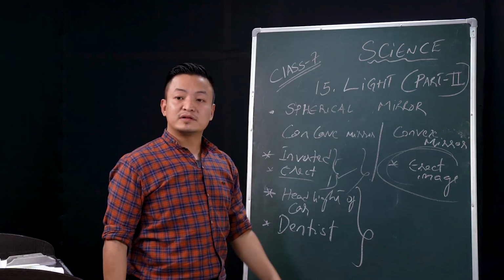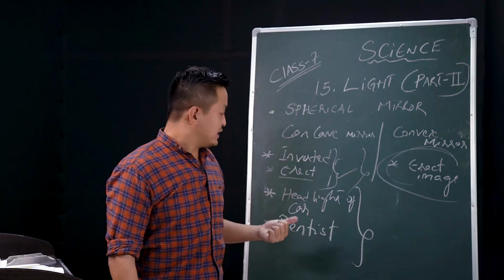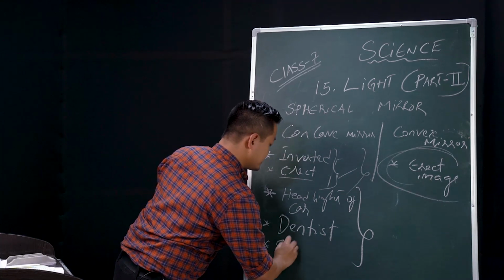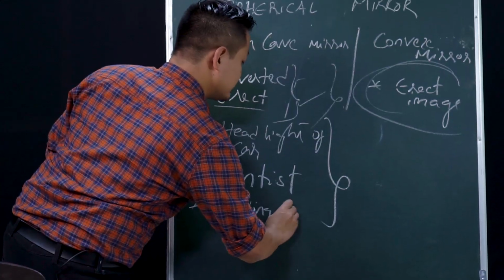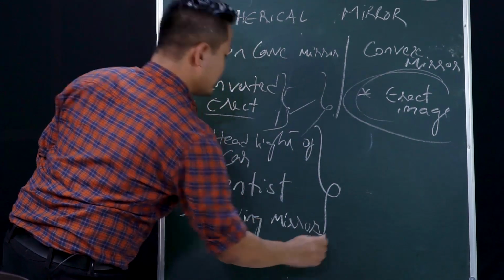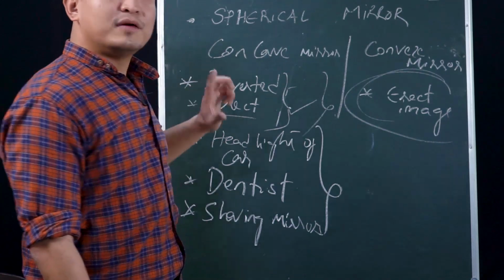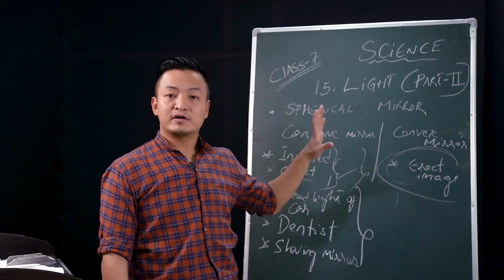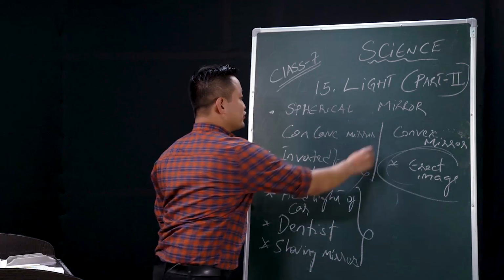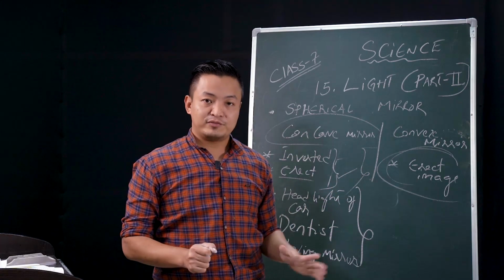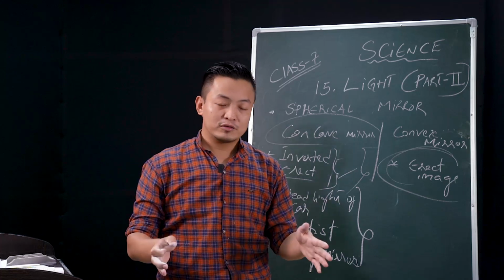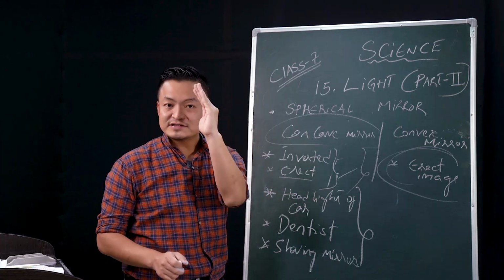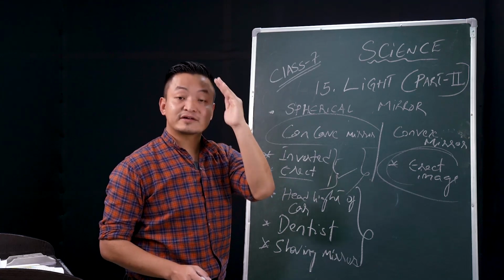Now the third example would be the shaving mirror. In the headlight of the car, a mirror used by a dentist, and a shaving mirror. So these are some examples of a concave mirror. Now I'm sure you are very clear with the concave mirror, class 7 students. I know you all are very smart students. Now you are clear that in a concave mirror the reflecting surface is curved inwards. Keep this in mind, curved inwards.